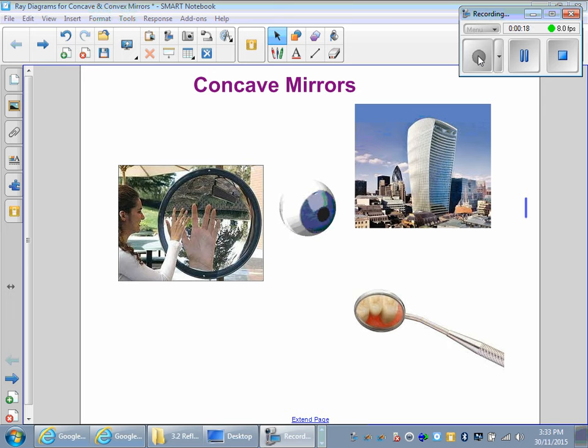Well, we see them used in shaving mirrors. We see them used on the dentist chair. Dentists use them to magnify images up close. And certainly from this one, it appears as though the teeth are in pretty good shape.